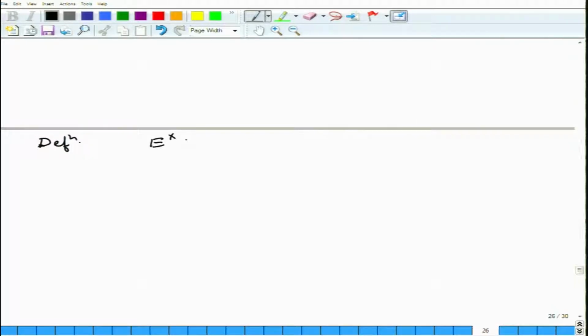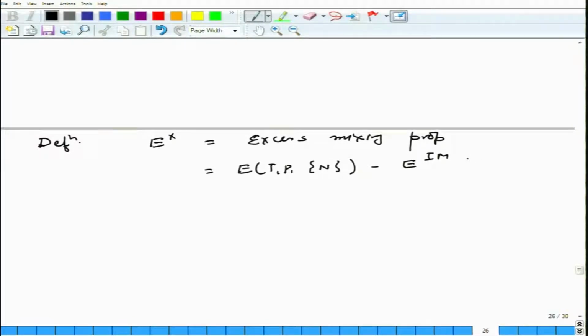Which is basically the excess mixing property. Okay, this is E true minus E ideal mixture, for the same. So in other words, V excess would be your, now, what we can do is we can also consider this as a delta of delta.